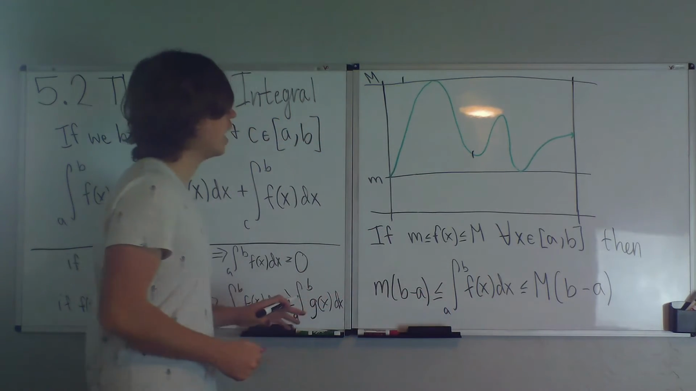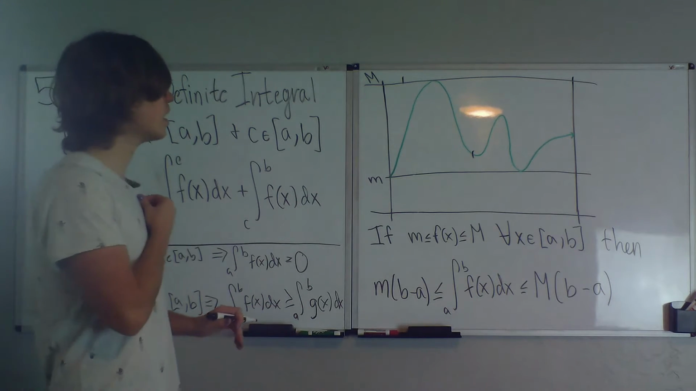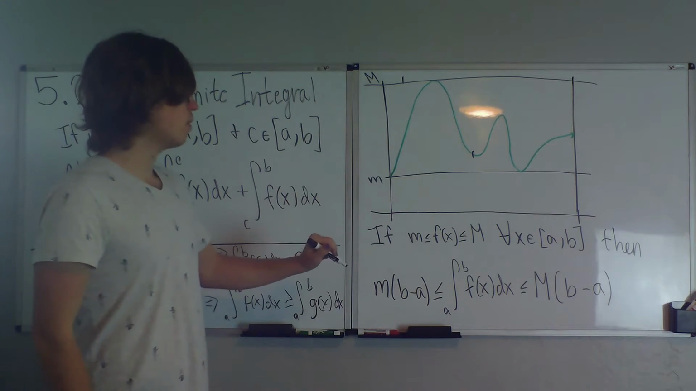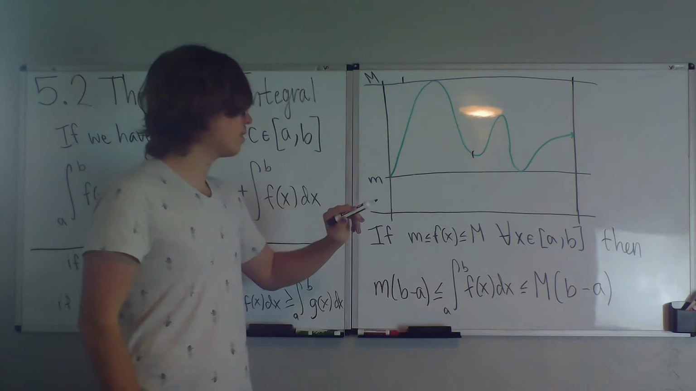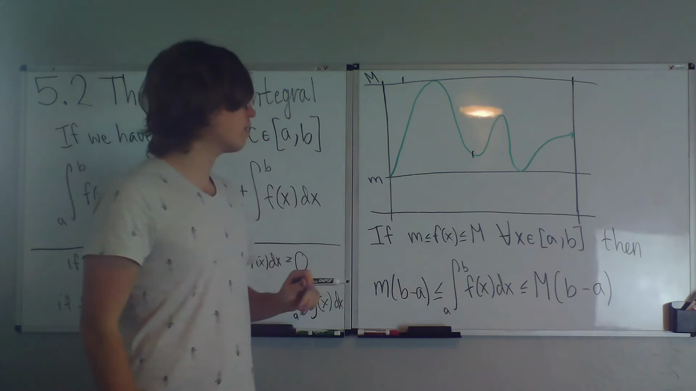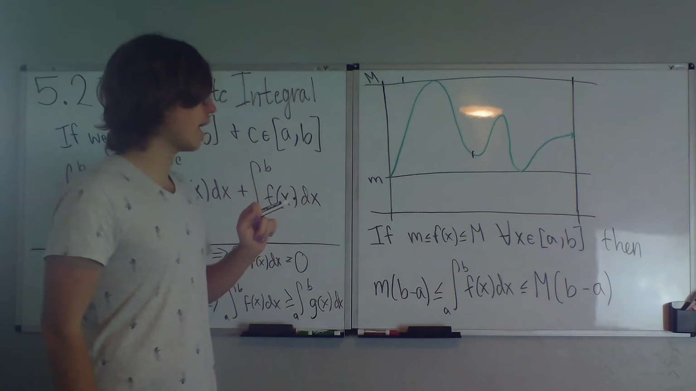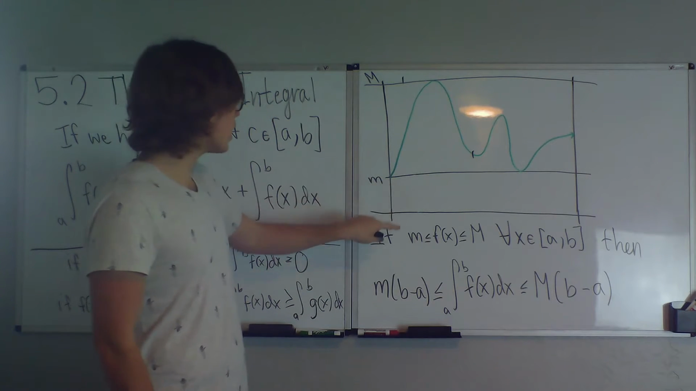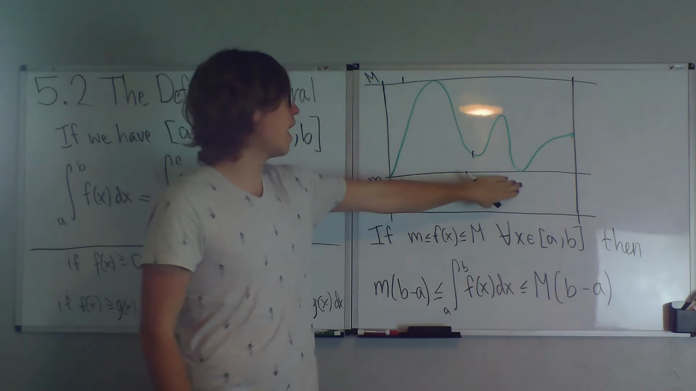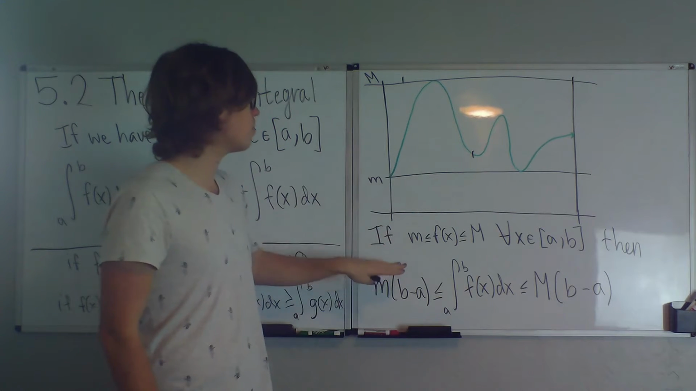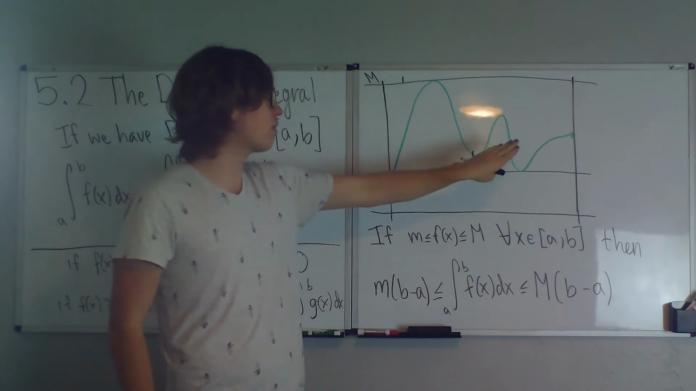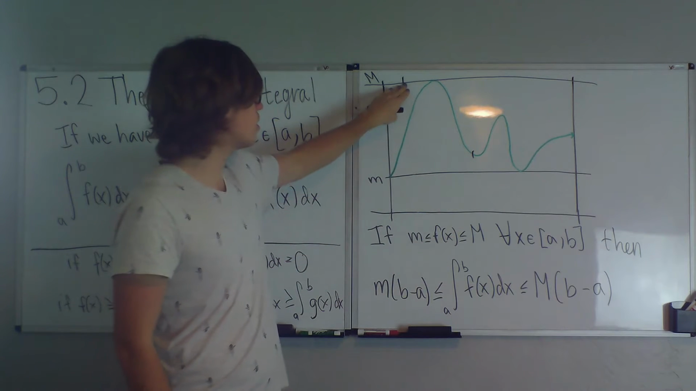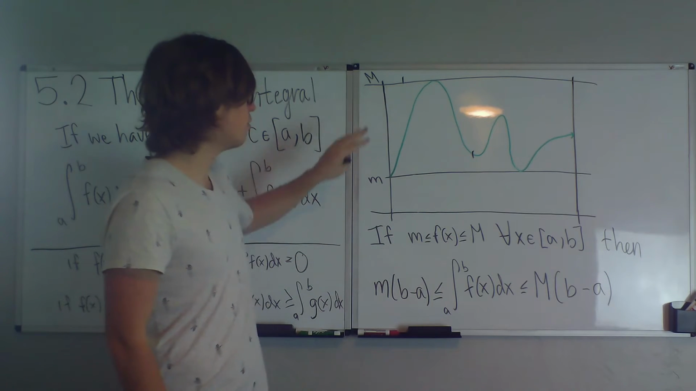Now our final property, I had to draw a picture. And what it states is, if little m is less than or equal to f of x, which is less than or equal to big M for all x in a to b, then the area under the curve little m is going to be less than the area under the curve of the integral, which is going to be less than the area under the curve of big M.